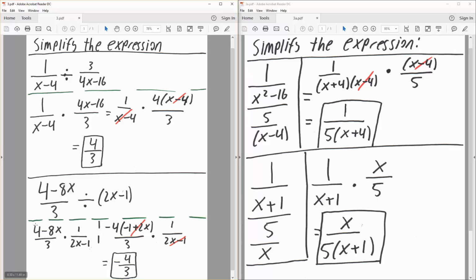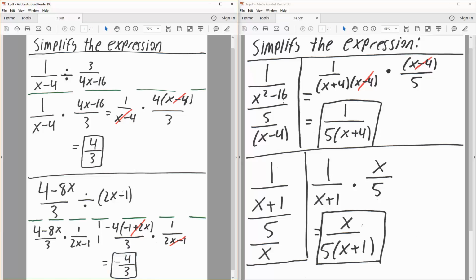And so the next step is we can factor out a negative 4 here, and we would get negative 4 times parentheses minus 1 plus 2x divided by 3 times 1 divided by 2x minus 1. And if you notice, 2x minus 1, 2x minus 1. So cancel. And so the final answer would therefore be negative 4/3.